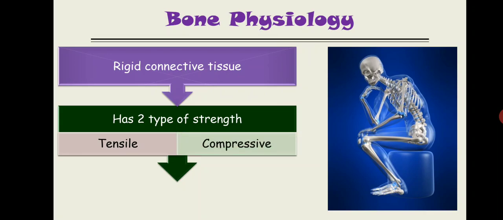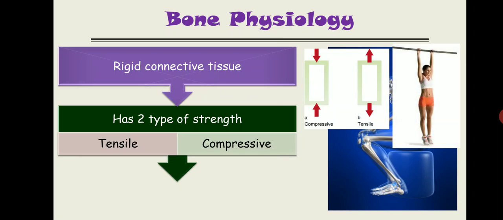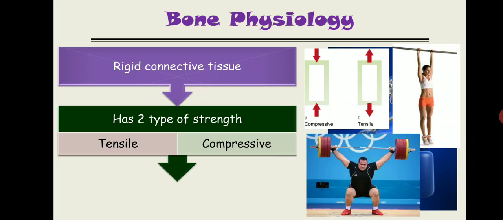Now what are those strengths? Let me show you one picture so you can easily understand that. Compressive strength is basically to compress the bone, and tensile strength is basically to tense the bone. Let me give you an example of both of them. As far as tensile strength is concerned, it will be hanging at the bar. It will utilize the tensile strength of the bone, and weight lifting basically utilizes the compressive type of strength of the bone.